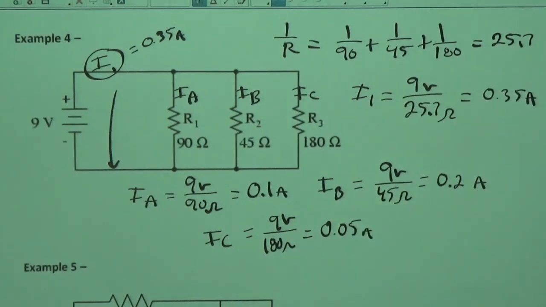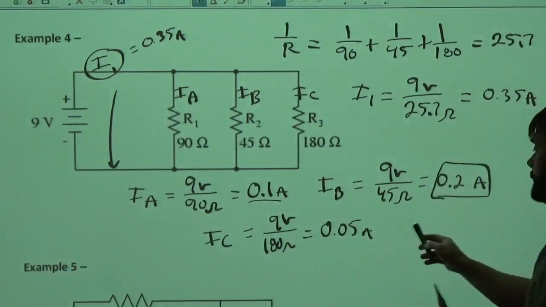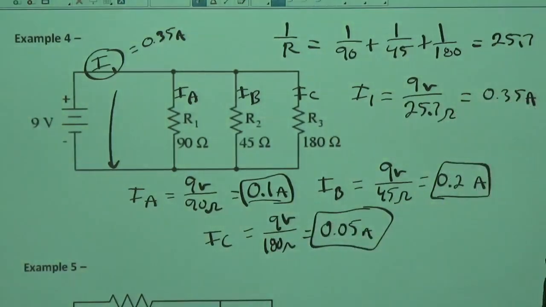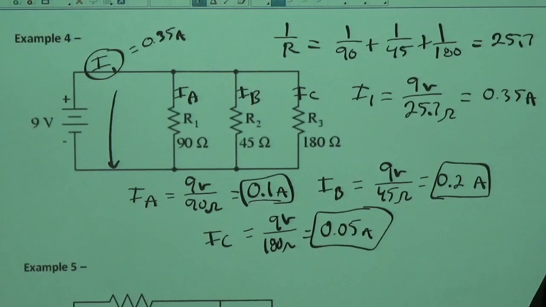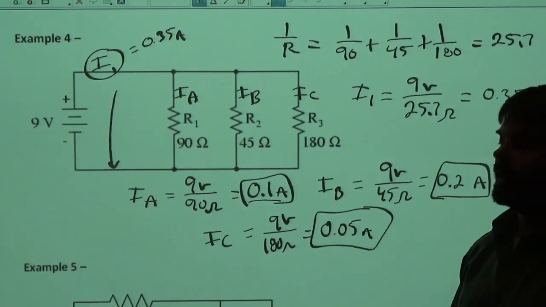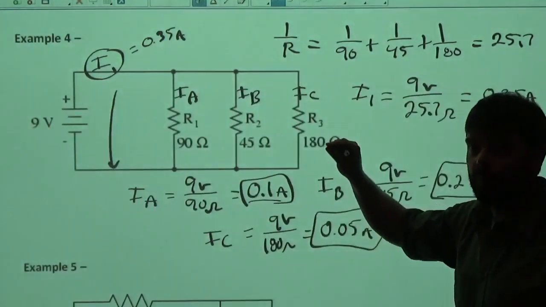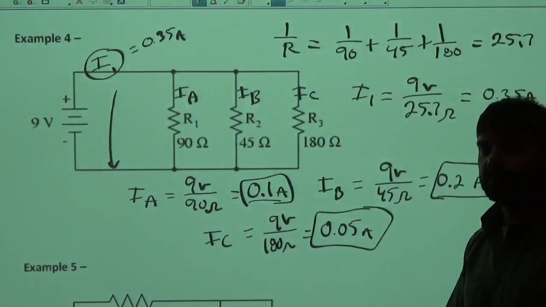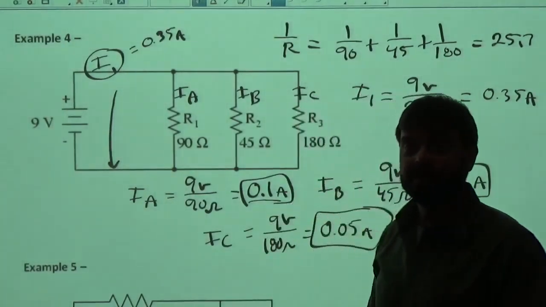If I look at all of these together, I got 0.1, 0.2, 0.05. If I add those three things together, you'll see that I also get the 0.35 amps from the beginning. So Kirchhoff's rule, which we won't talk about a whole lot, basically says whatever current is flowing from one part of the circuit has to equal the total combination of current flowing through any other part of the circuit, because it's all connected.